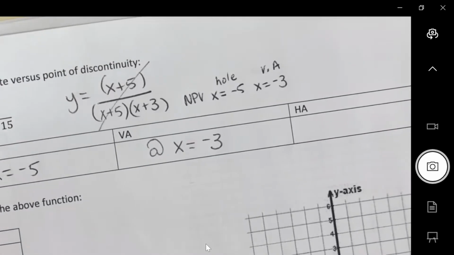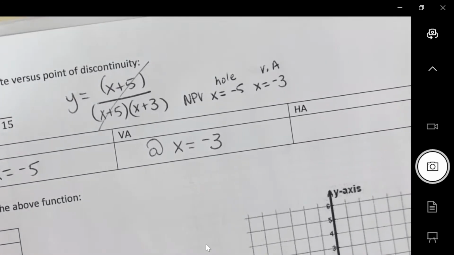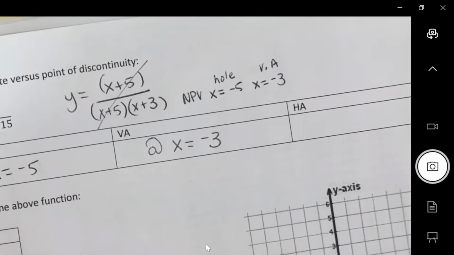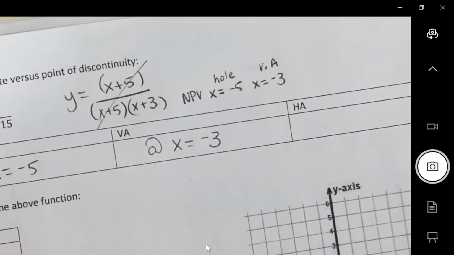I don't know if I read this or not. POD, you're probably like, where did that come from? The fancy name for a hole on a graph is a point of discontinuity. That's the name for it. It's a point that discontinues. It's a hole.